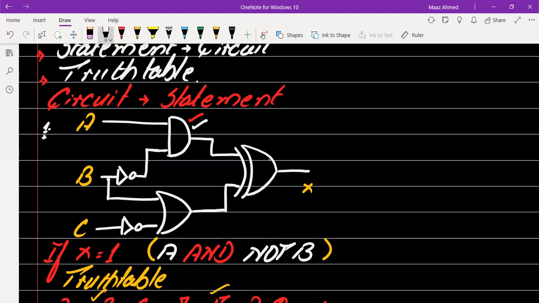Okay, so now just after that, it's going into the XOR gate. In which gate? It's going into the XOR gate. Now the other input for the XOR is coming from the OR gate. Now OR for what?